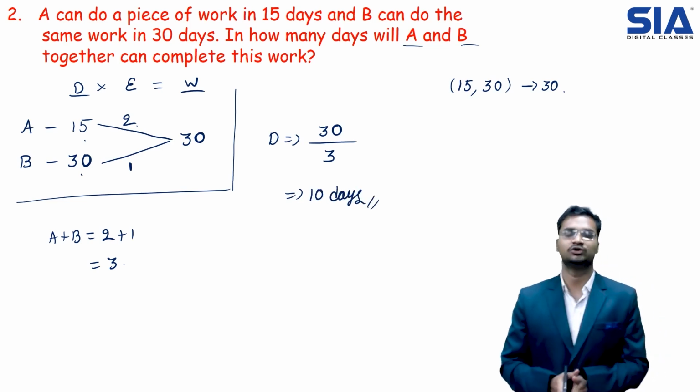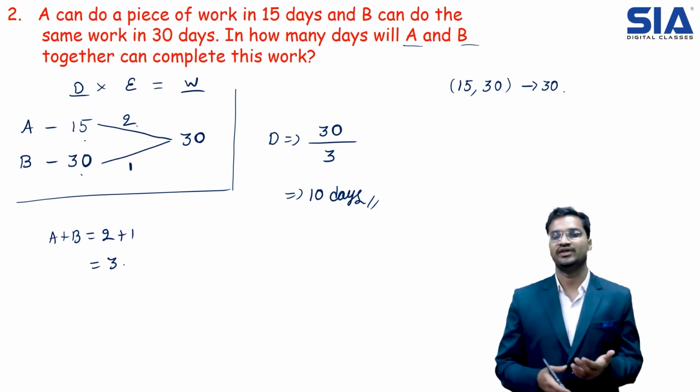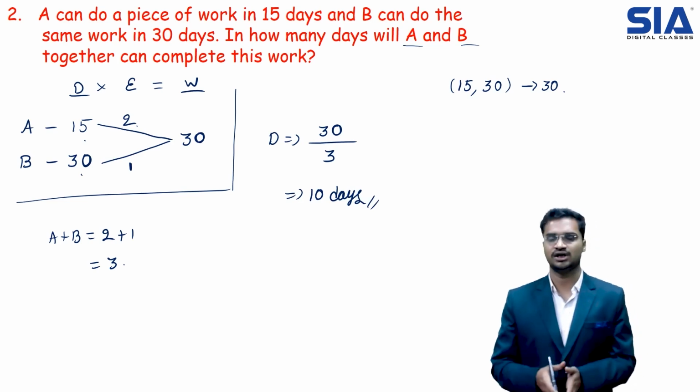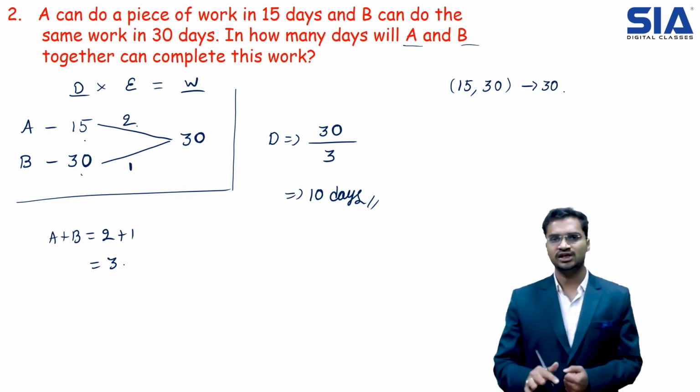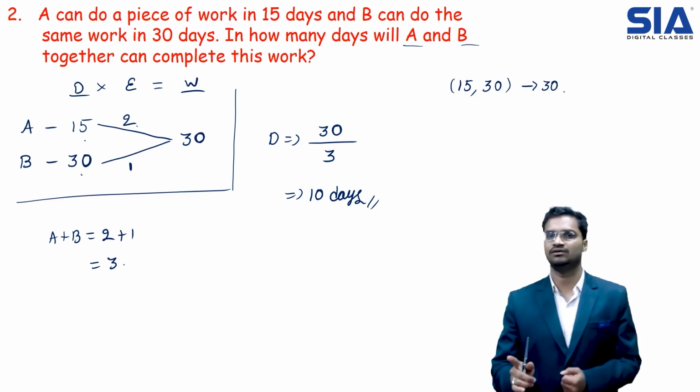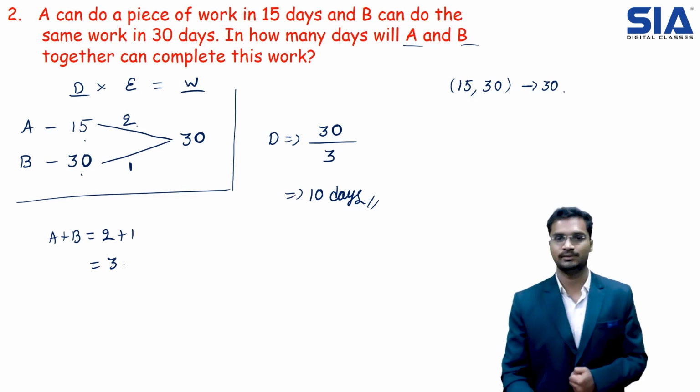Because days is equal to work divided by efficiency, they have to complete 30 units of work, and they are doing 3 units of work in one day. So our answer is 30 by 3, which is 10.